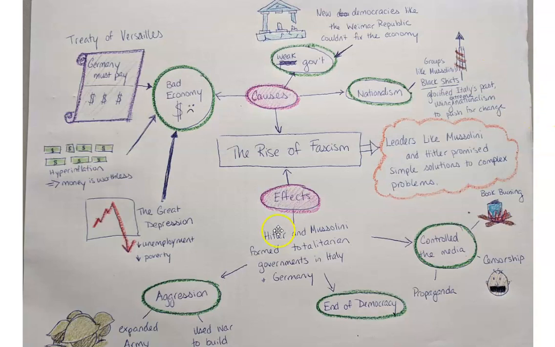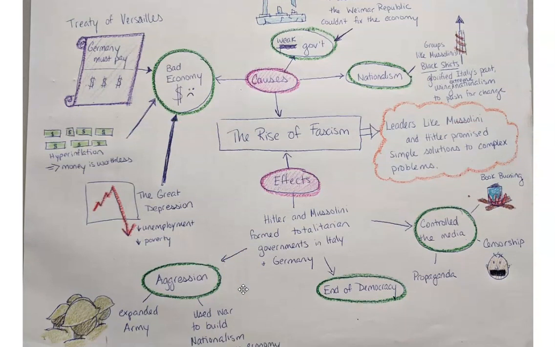Then I go over here on my effects, and I just wrote first, Hitler and Mussolini formed totalitarian governments in Italy and Germany. Because that's the big effect, right? Because of the rise of fascism, that idea of fascism, we see Mussolini and Hitler come into power, and they're going to form totalitarian governments. And some of the effects of this totalitarian government you can see here: aggression, an end of democracy, and controlled media. And then I have below each one, right?